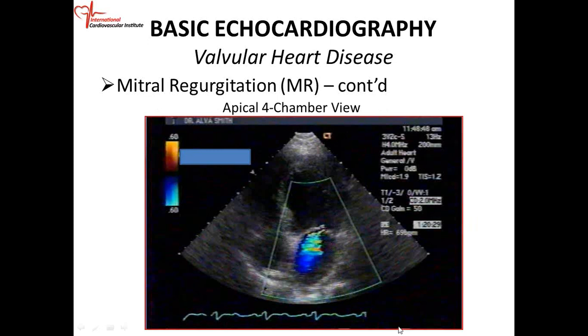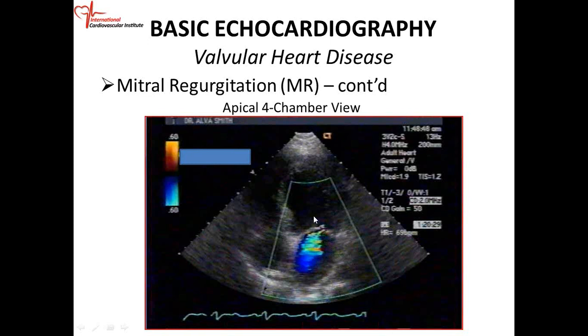Okay, so your ECG is on the bottom. Okay, so this is your QRS, T wave, P wave, QRS, T wave, P wave, QRS. Okay, this is a systolic frame. Okay, the mitral valve is supposed to be closed, but because the valve is incompetent, you have mitral regurgitation. Again, this is your color flow Doppler.